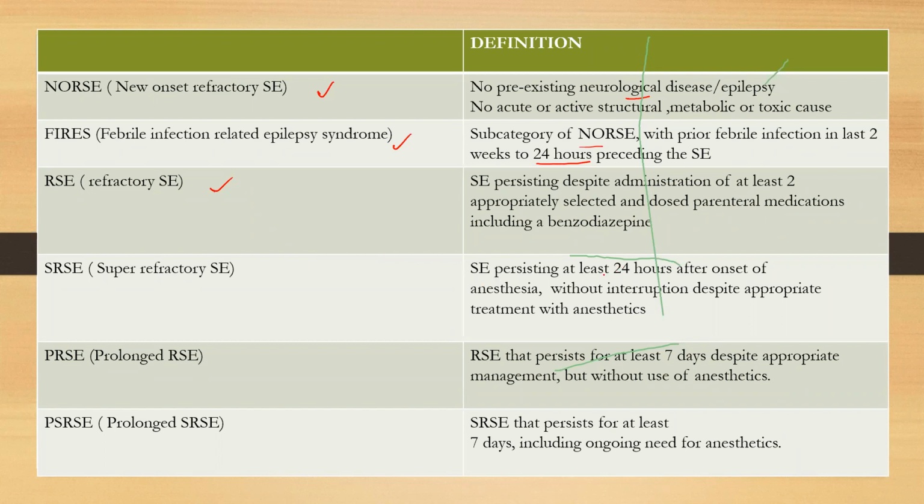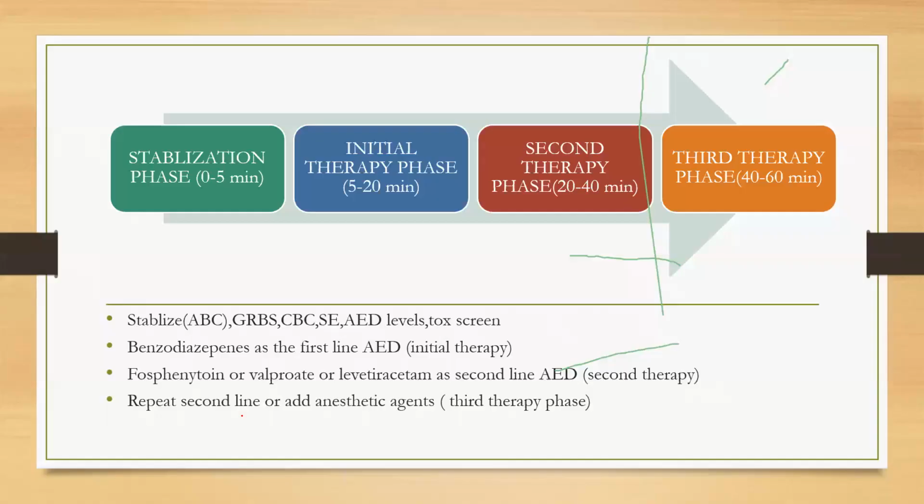So seizures persisting at least 24 hours after the onset of anesthesia. For anesthesia, we usually start propofol or pentobarbital. So even after starting anesthetics in the ICU, after 24 hours, if there are still persisting seizures, then you label that as super refractory seizures. And if this condition persists more than 7 days, this becomes your prolonged refractory status epilepticus. So this is 24 hours and this is 7 days. And prolonged super refractory, that is need of anesthetics and still the seizures are not controlled, and that is beyond 7 days, that is prolonged SRSE. We'll discuss this in detail in a few slides.